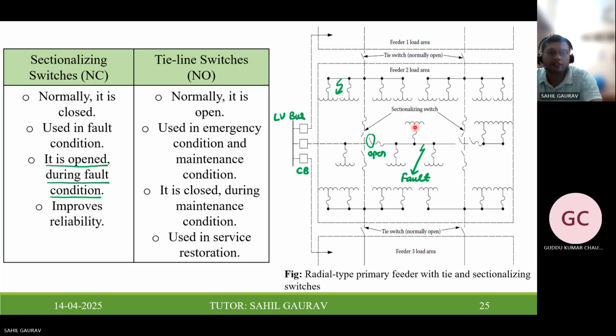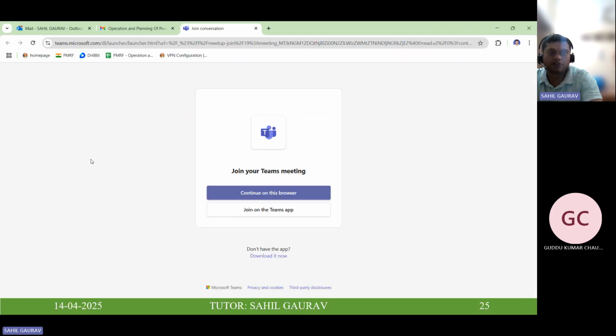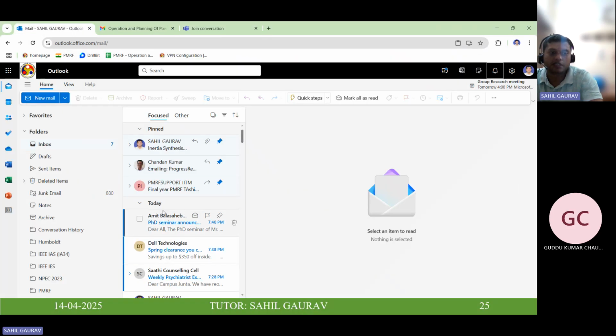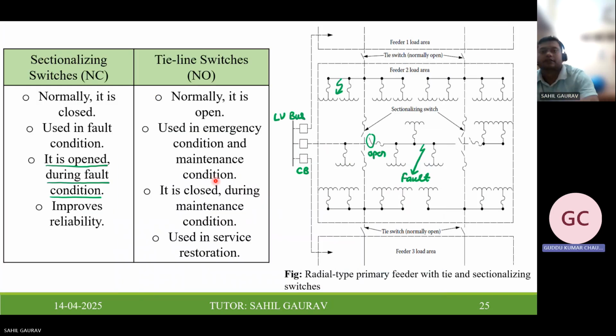And this one is very important. You should be clear about sectionalizing switches and tie line switches. Here in the slide, the open switch is the closed line. This is the sectionalizing switch indicated. Sectionalizing switch, sir. Open switch. Yeah, sectionalizing switches are of... no, here I am telling you, you just interpreted it wrongly.